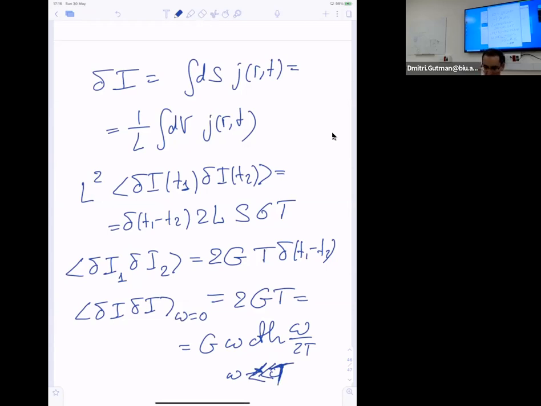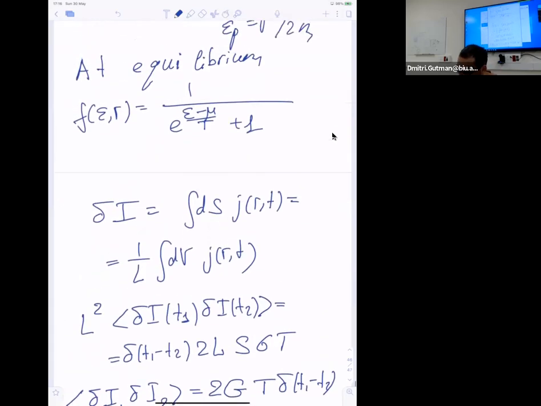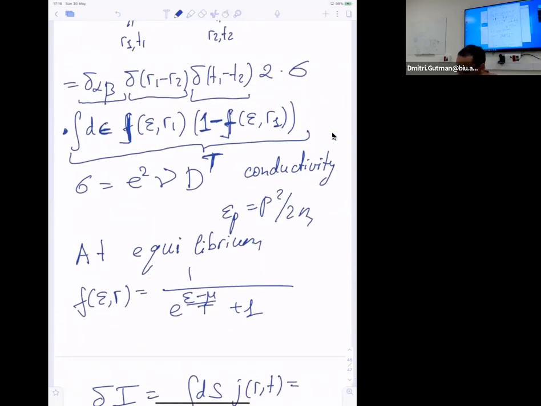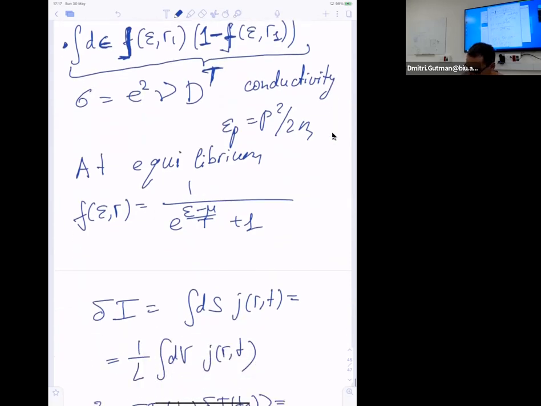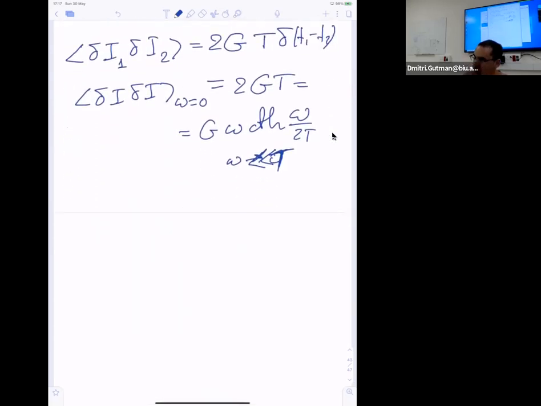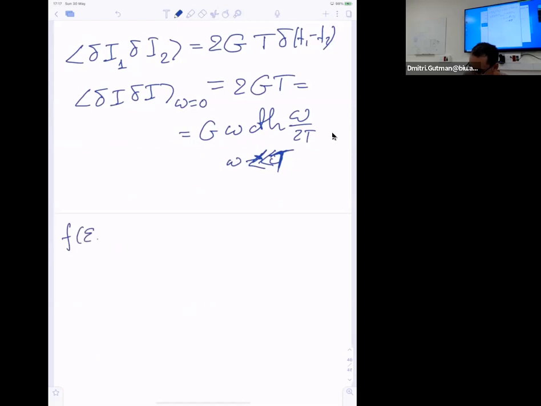However, the whole point of this exercise is that now I can say that if the system is out of equilibrium, the only thing that I need to do is to replace this distribution function f by the actual distribution function of the problem that is away from equilibrium. And we already found this distribution function for non-interacting electrons. We know that this distribution function is actually x over L f of epsilon minus eV over 2 plus L minus x over L f of epsilon plus eV over 2. These are equilibrium Fermi-Dirac functions.